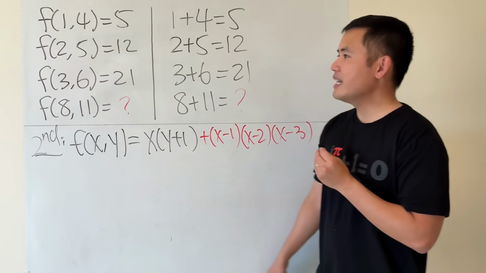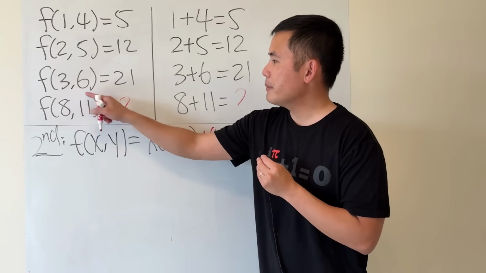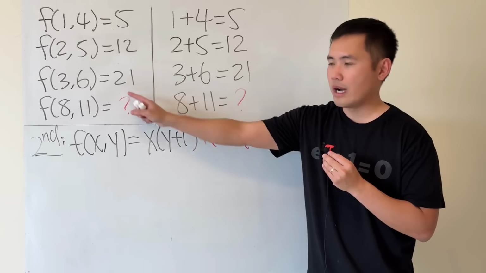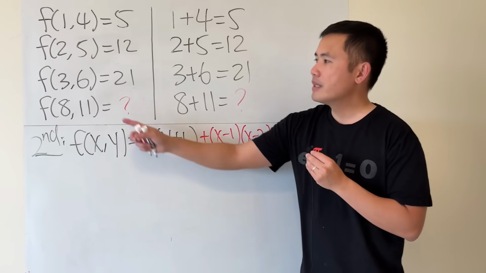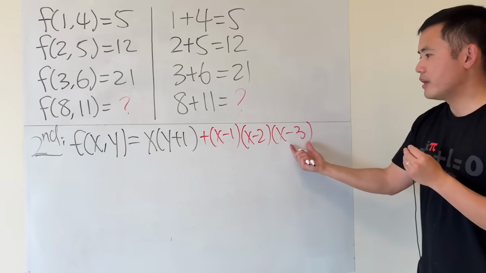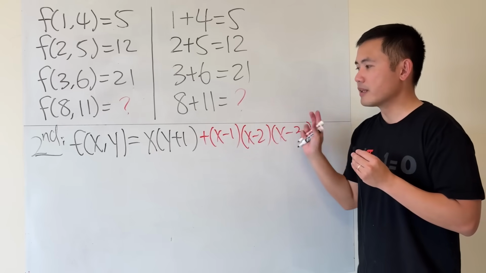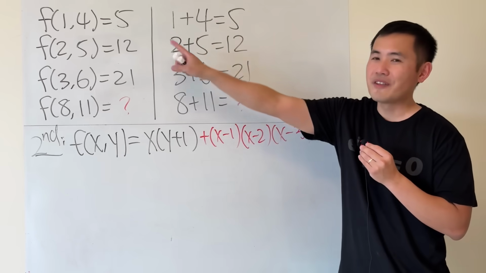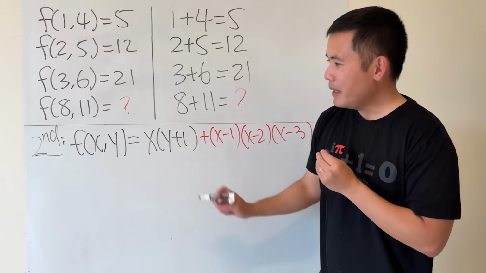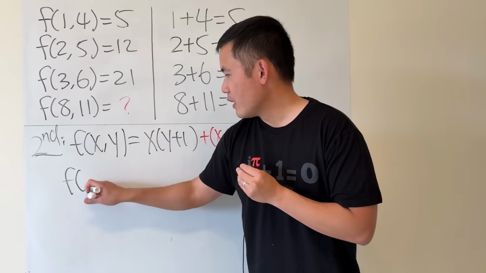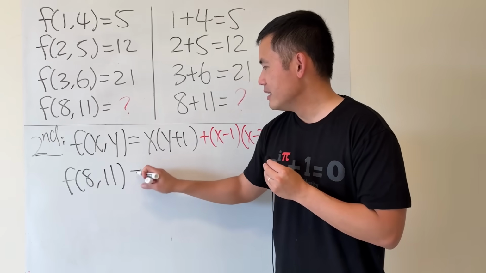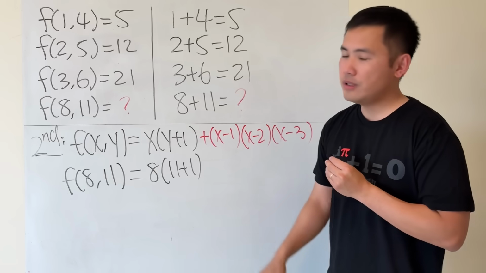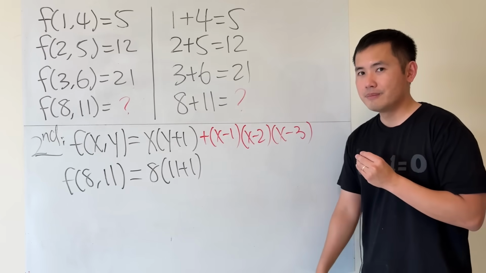Now you can go ahead and check. Let's say this one right here, 3, 6. This is still going to give you 21, 3 times 7. And because when you plug in 3 into here, that will give you 0, this part doesn't matter anymore. So that will still give us that. And it's the same for the other ones. So based on this, I can say f of 8, 11 is just going to be 8 times 11 plus 1, which is still 96. That's what we got earlier.